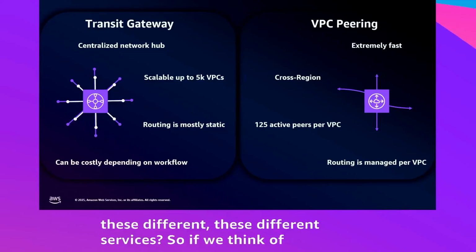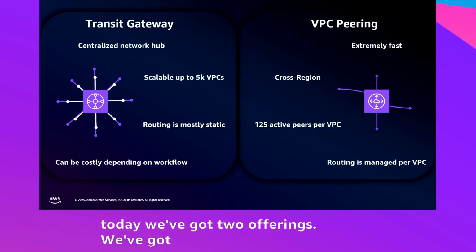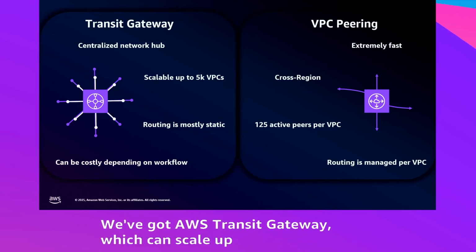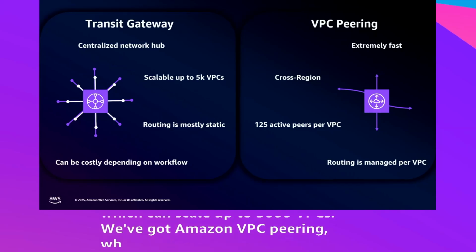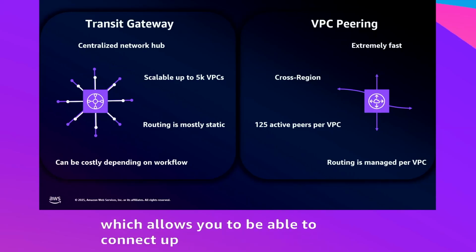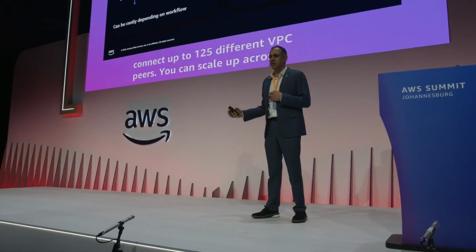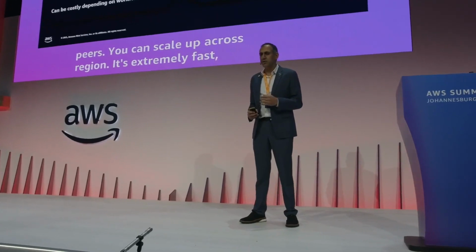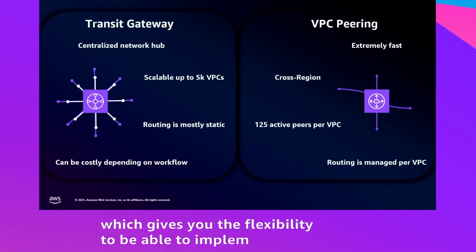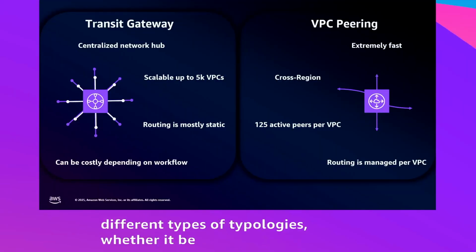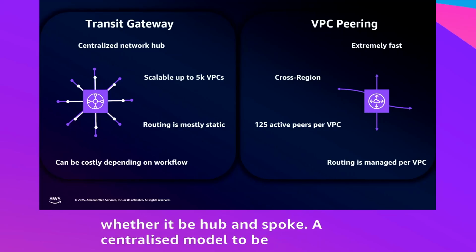We've got AWS Transit Gateway, which can scale up to 5,000 VPCs. We've got Amazon VPC peering, which allows you to be able to connect up to 125 different VPC peers. You can scale up across region. It's extremely fast, lower latency. But then you've got the capabilities of Transit Gateway, which gives you the flexibility to be able to implement different types of topologies, whether it be hub and spoke, a centralized model to be able to do things like VPC inspection.